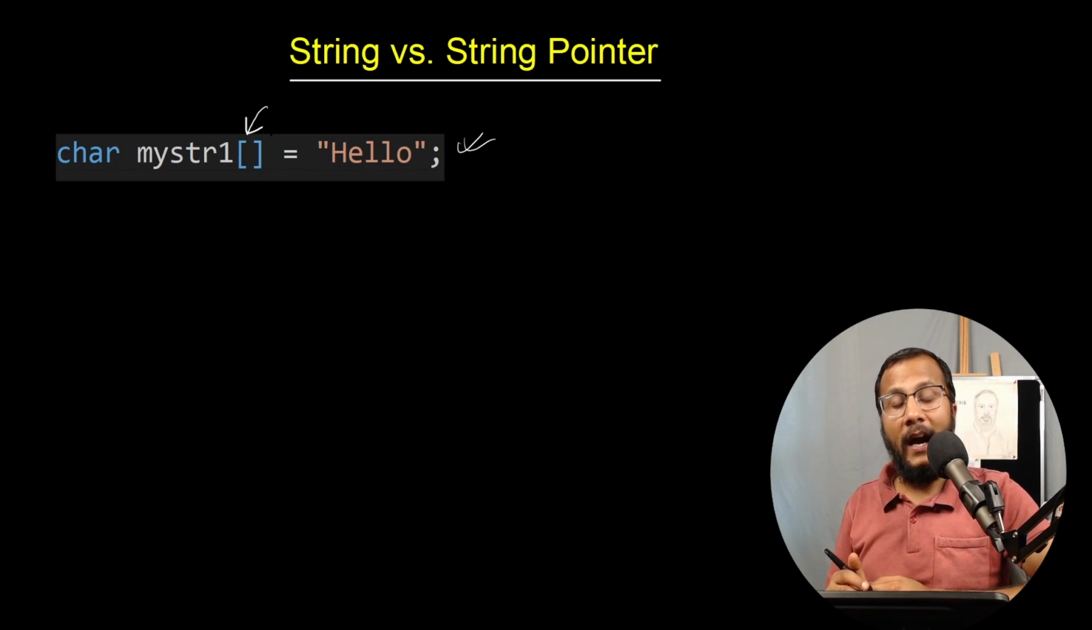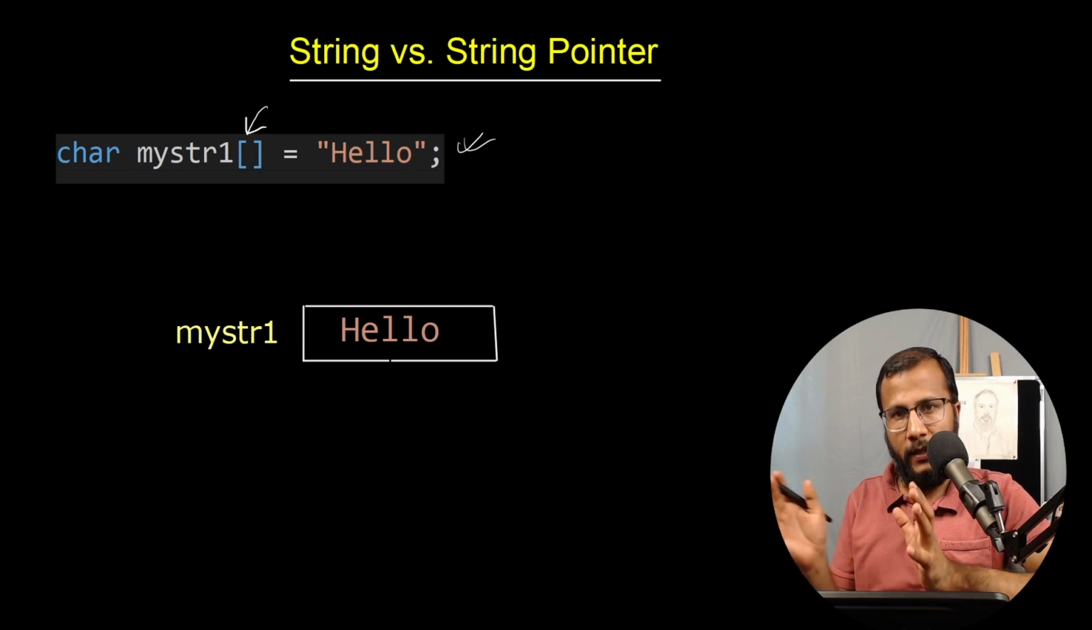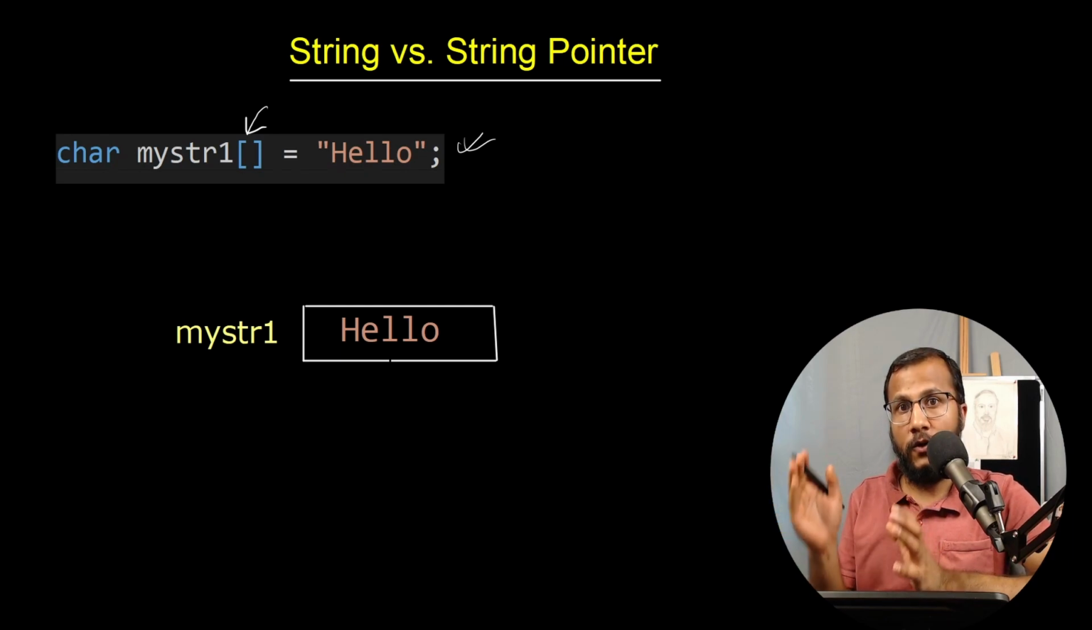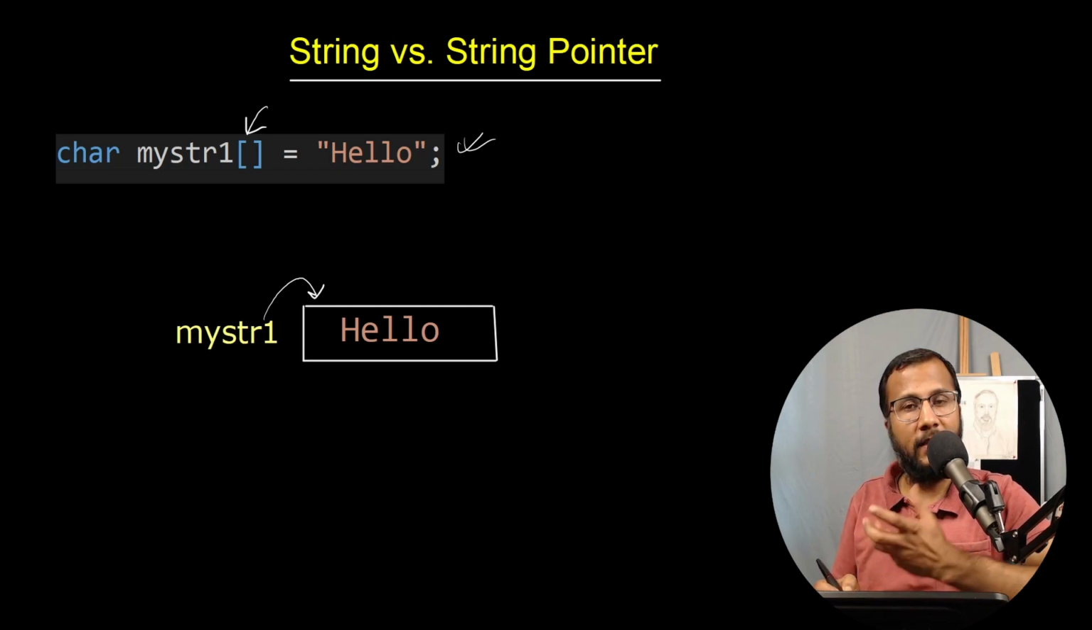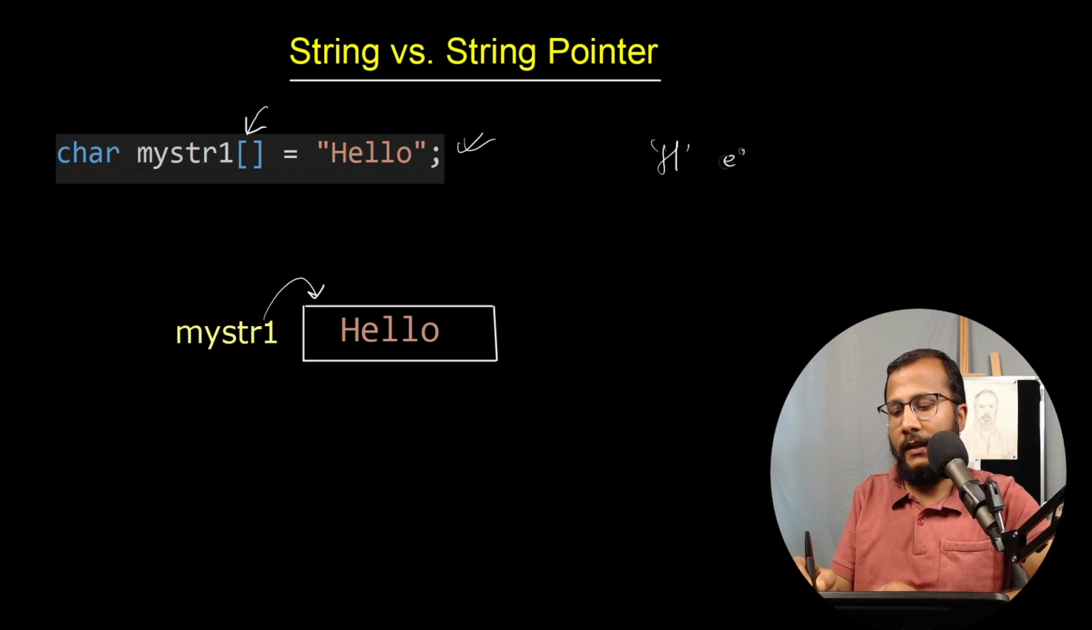Now how this looks is very simple. If it's an array, hello would be stored in contiguous memory, one after another. Also the null character would be stored, right? So hello and the null character together would be in that particular block, and mystr1 would contain the address of the first memory location of that block. This is how the array is interpreted. For example, it will be like this: H E L L O and the null character like this.